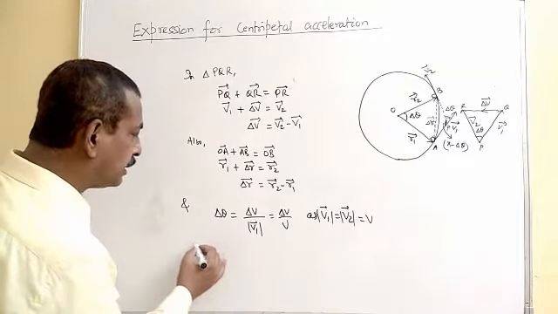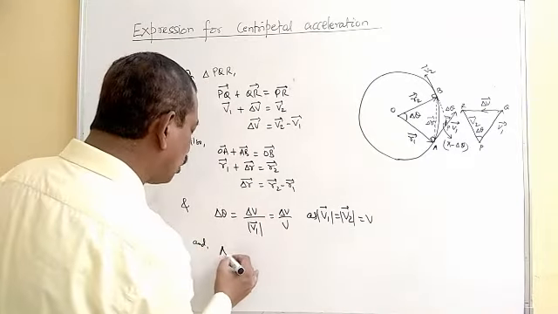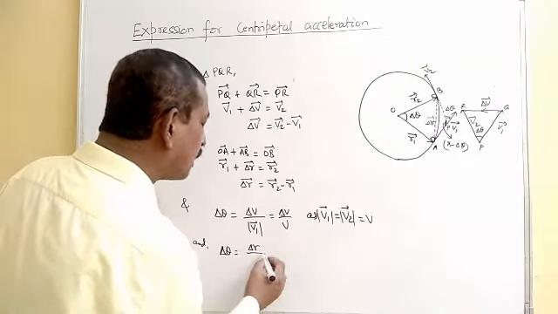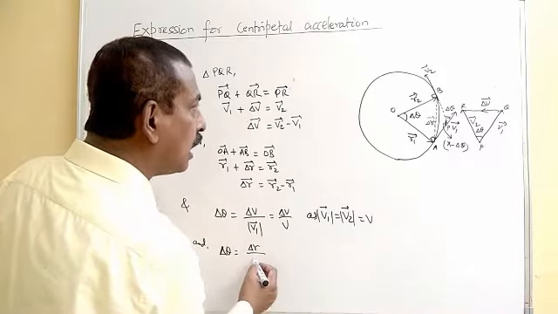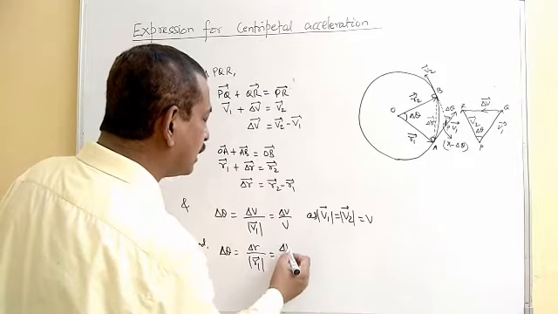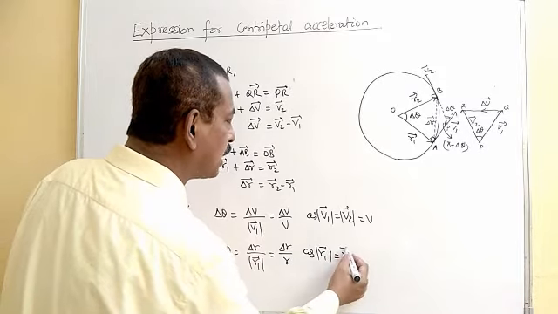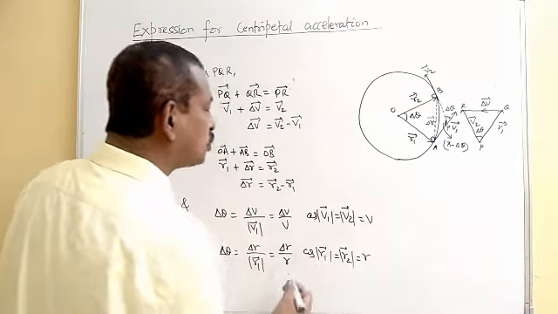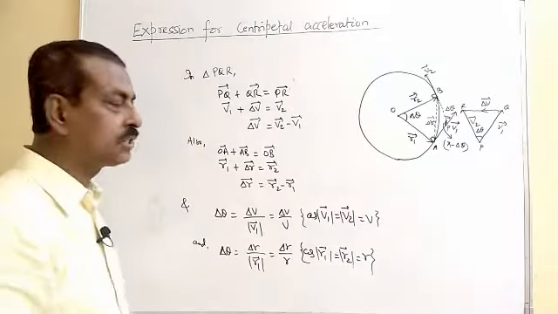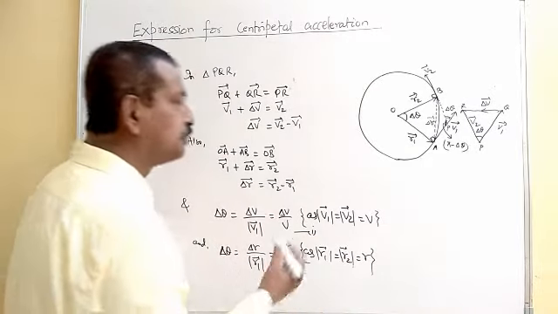Also, delta theta we can get as delta r by r, or r1 vector, that is equal to delta r by r, as the magnitude of r1 vector is the same as the magnitude of r2 vector, and that is equal to r. So we can take this relation. Suppose I call it equation number 1, and this is equation number 2.